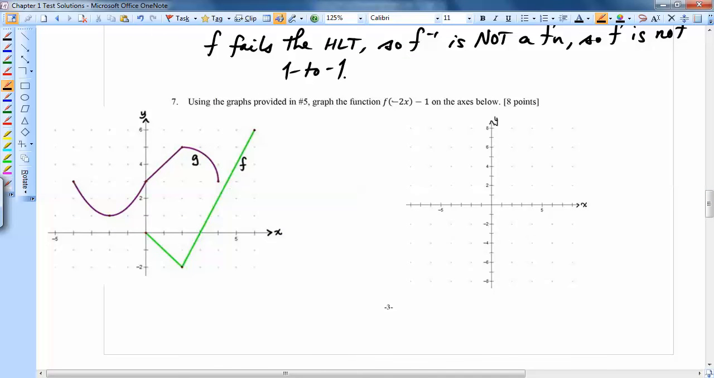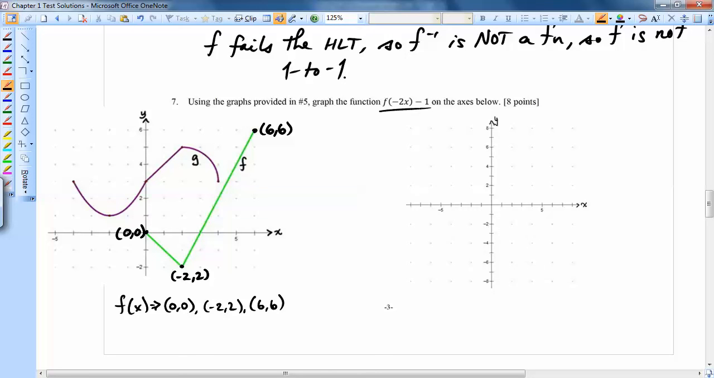We need to graph f of negative 2x minus 1. So f has 3 critical points: (0, 0), (-2, 2), and (6, 6). Those are on the graph of f. So I'm just going to write down here the points that f of x goes through are (0, 0), (-2, 2), and (6, 6).